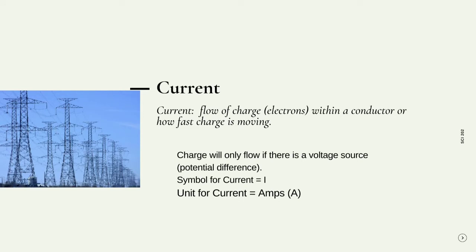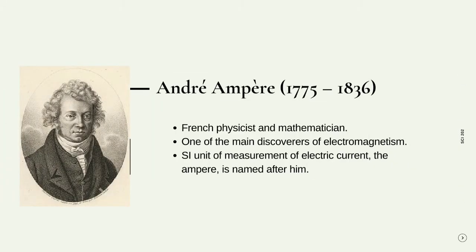Current is the flow of charge within a conductor or how fast charge is moving. Charge will only flow if there is a voltage source. Symbol for current is capital letter I and the unit for current is ampere. Named after André Ampère, French physicist and mathematician. One of the main discoverers of electromagnetism.